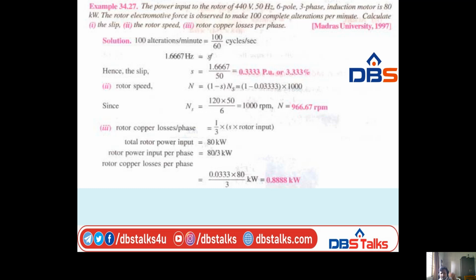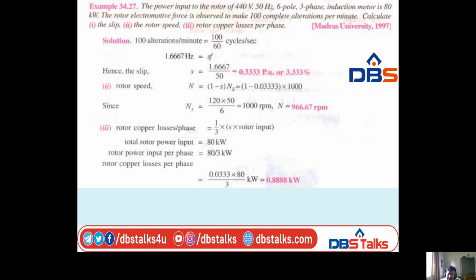So this problem is similar to the above problem, but one thing is different. They given rotor electromotive force is observed to make 100 complete alternations. So that is nothing but rotor frequency. They given 100 alternations per minute, 100 cycles per minute, but frequency is nothing but cycle per second. So minute will be converted into second, that is 60, 100 by 60 cycle per second, that is equal to 100 by 60 hertz. So that is 1.667 hertz.